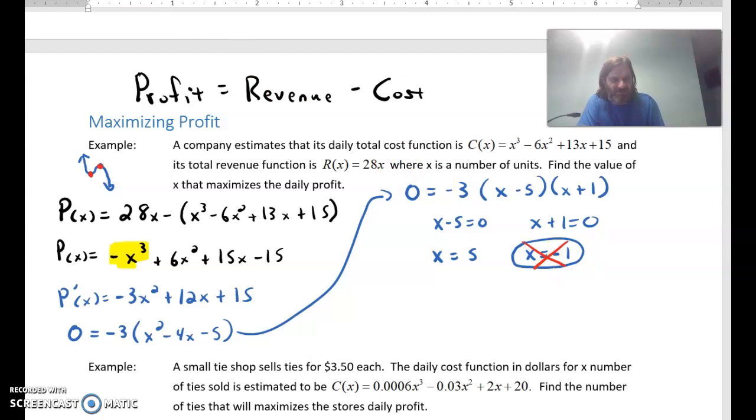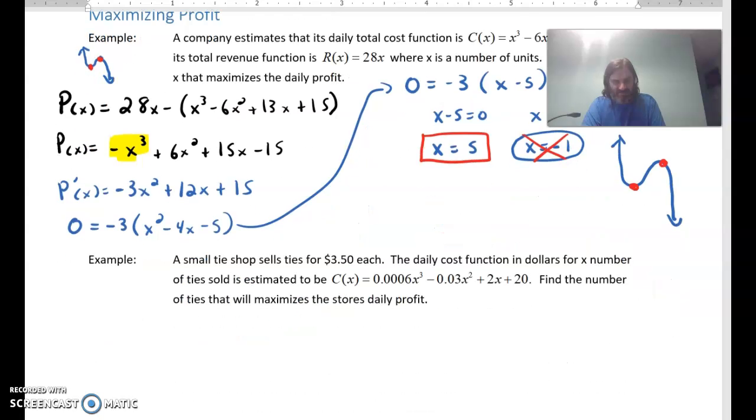So while the function graphically may look like an upside down x cubed, the application doesn't really start over here where we would consider x as a possibility of being negative 1. So x equals 5 is the only good answer, and if you think about the upside down cube function, as I said, they would come in that order, minimum then maximum. Okay, so that's the number of units to maximize the profit.